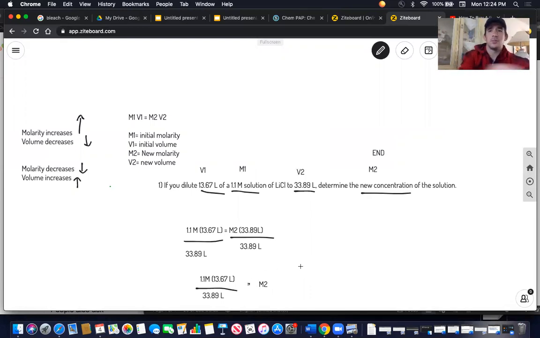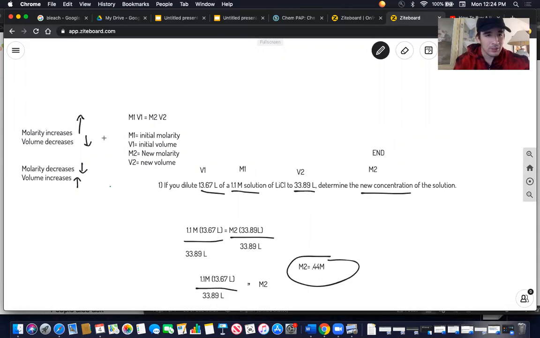So I'm going to plug it in my calculator on my phone, and let's see what that gives me. 1.1 times 13.67 equals, divide that by 33.89, and that'll give me a 0.44 molar solution. So M2 here is going to be 0.44 molar. So our new concentration is 0.44. That would be my answer there.